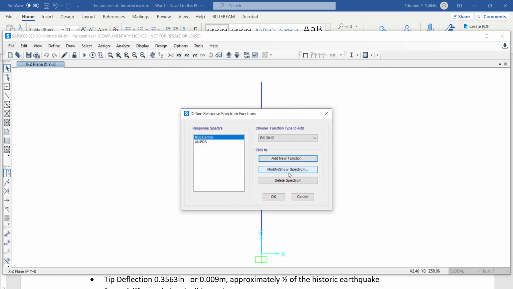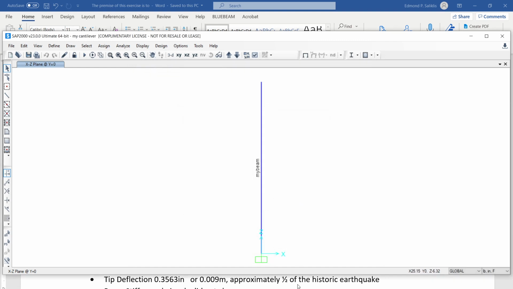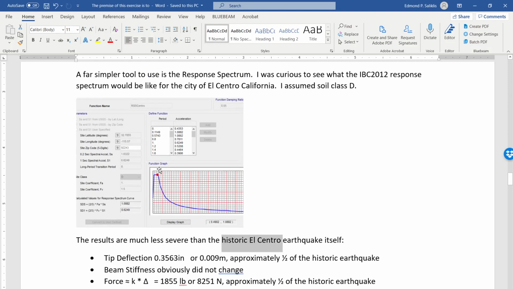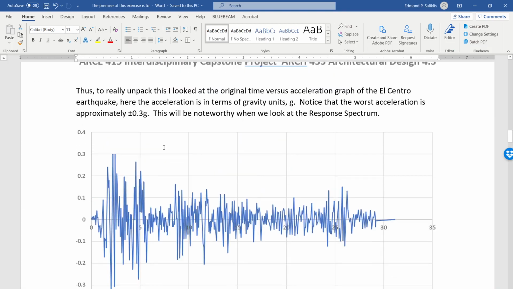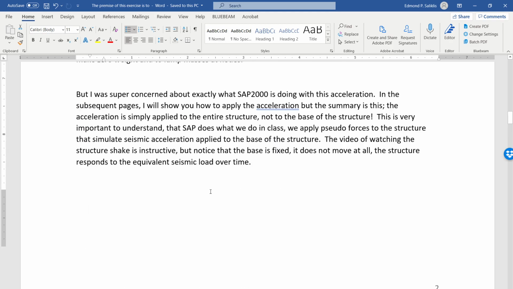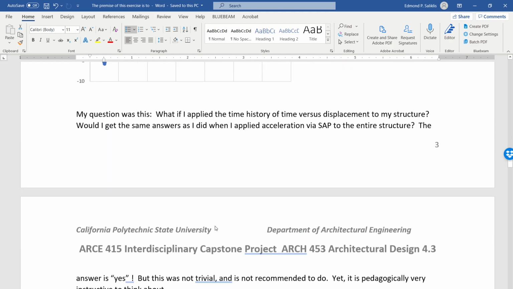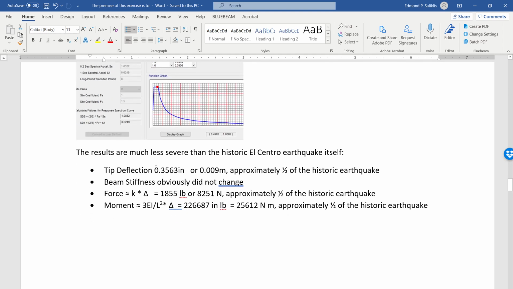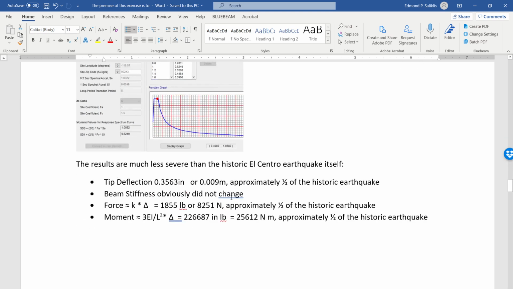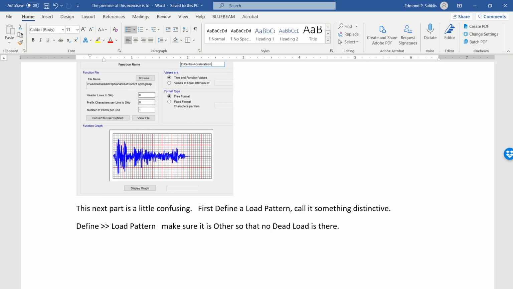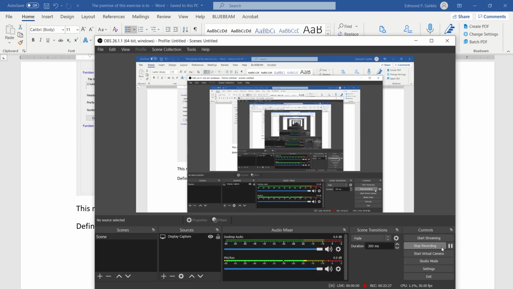But what happens is the answers are much less severe than the historic earthquake itself. Remember, we had about 0.7 inches of displacement for the historic earthquake, or about 0.2 meters. Here we have half of that, roughly. Roughly half. And then all of the forces and moments are roughly half itself. So it's super fun, super instructive to do all this. I hope you loved this video.